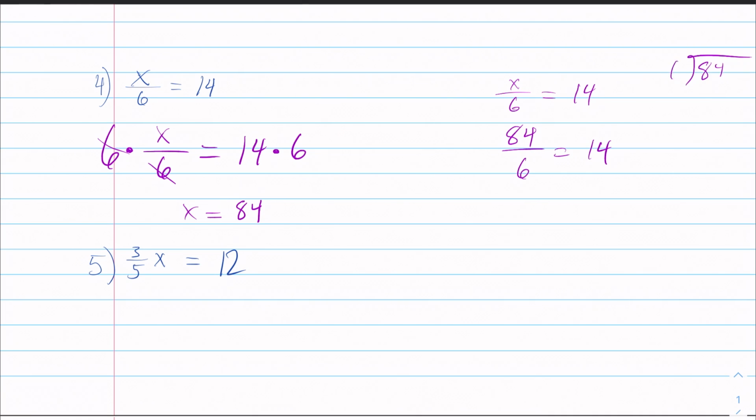84 in the house and 6 outside the house. 6 goes into 8 once. Subtract. Bring down the 4. 6 goes into 24 4 times. So yes, this number is 14. So it's 14 equals 14. Check.